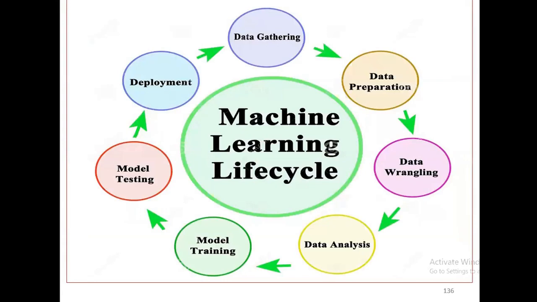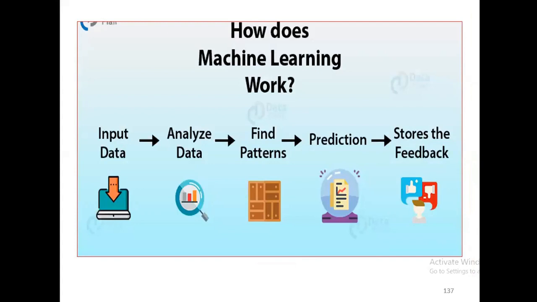This is the machine learning life cycle: data gathering, data preparation, data wrangling. I think everybody knows data wrangling is nothing but pre-processing the data, eliminating the noisy data, redundant data, inconsistent data, dirty data. Then we are applying the data analysis. Then we are developing a model, model training, model testing, eliminating the exceptions in the runtime duration. Then deployment, etc.